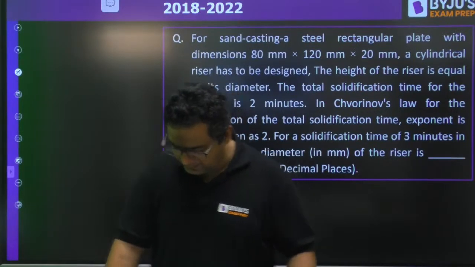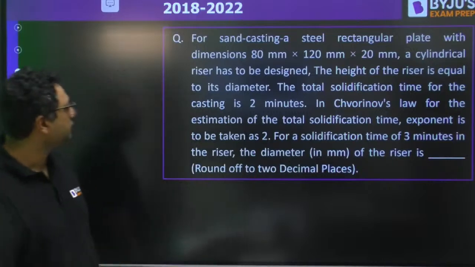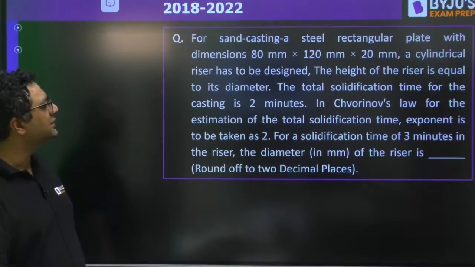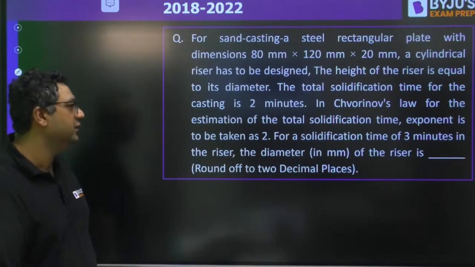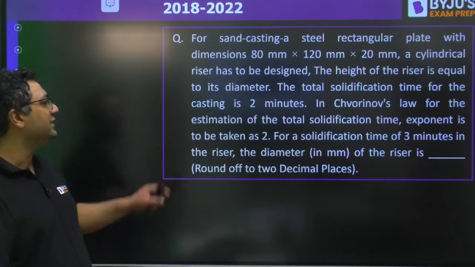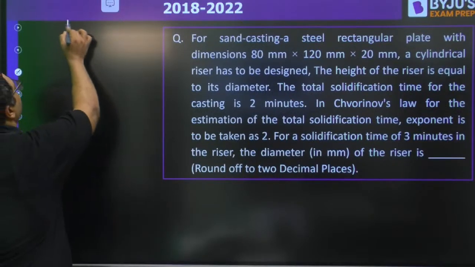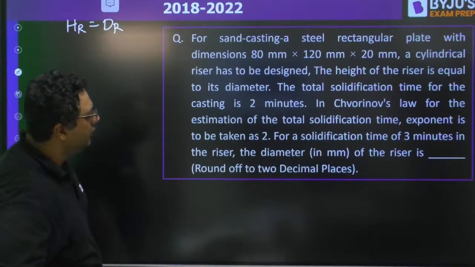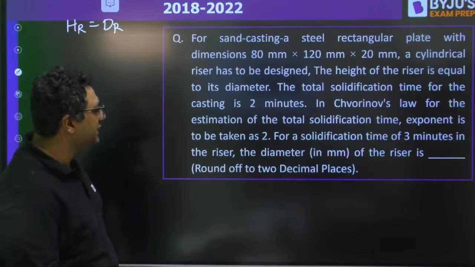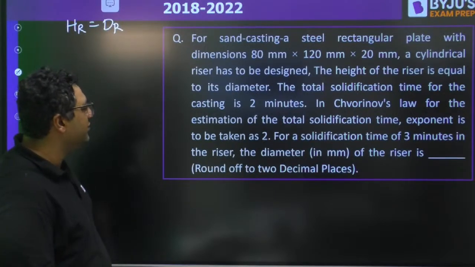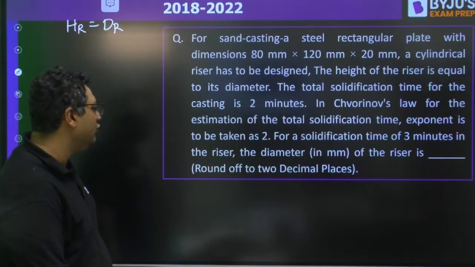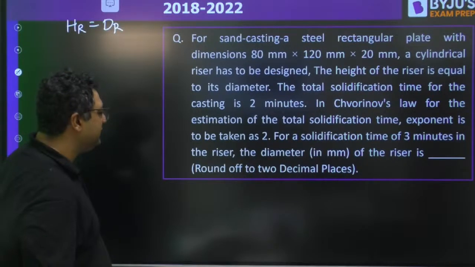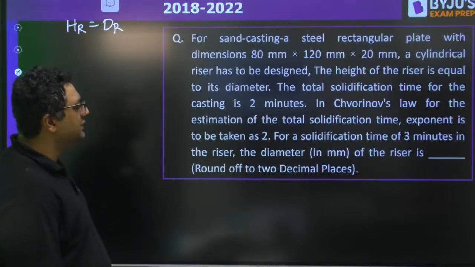Okay, no issues. For sand casting, a steel rectangular plate with given dimensions, a cylindrical riser has to be designed. The height of the riser is equal to its diameter. The total solidification time for the casting is 2 minutes in Chvorinov's law. For the estimation of the total solidification time, the exponent is to be taken as 2. For a solidification time of 3 minutes in the riser, the diameter of the riser is?